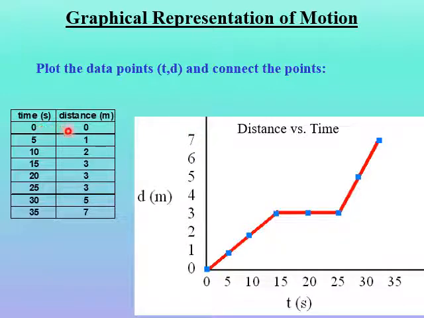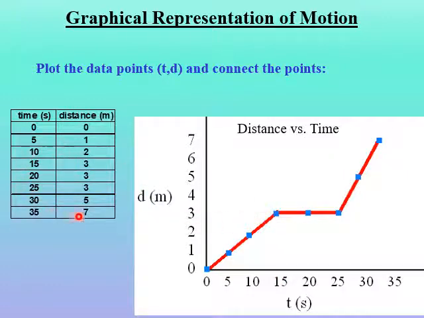For example, the first point is at 0, 0, which is right here. The next point is at 5 seconds and 1 meter. So that's right here. 5 seconds corresponds to 1 meter. And then 10 seconds corresponds to 2 meters. 15 seconds corresponds to 3 meters, and so on.